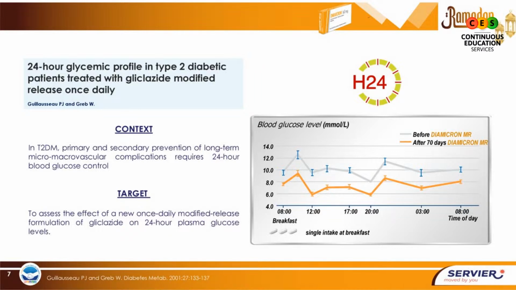Now, another quality that could be accounted for when it comes to the modified release is also the 24-hour glycemic profile, or the 24-hour glycemic control that you can achieve with just a single dose of Diamicron 60 MR. As you can see in this study, we're just assessing the effect of a once daily dose modified release gliclazide formulation over 24-hour plasma glucose levels. And clearly, there isn't variation. Diamicron 60 MR is able to mimic the physiological secretion of insulin and thus give you that 24-hour glycemic control your patients need with just a single take in the morning at breakfast.